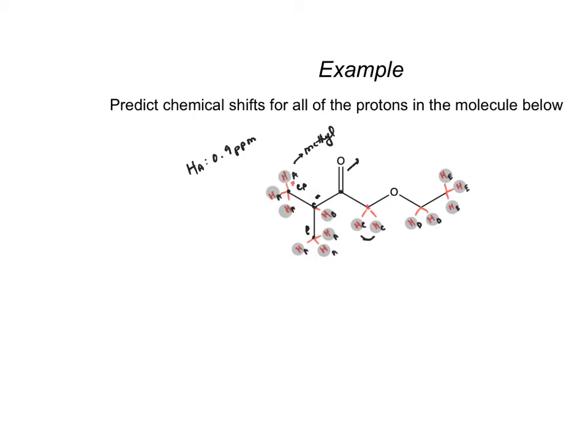Normally the carbonyl adds 1 in the alpha position, but because these protons are at the beta position, we're only going to add 1/5 of that 1 to it. So this is 1/5 of 1, which is 0.2. Overall, we would expect this signal at 1.1 parts per million. And so these are all the same.